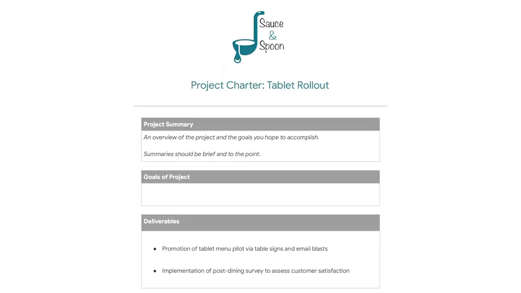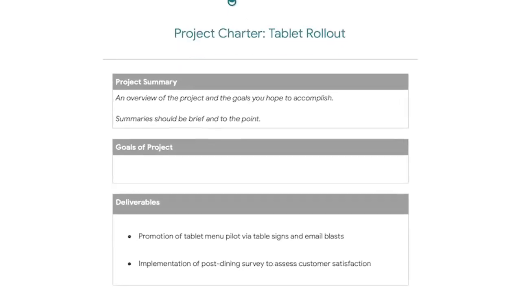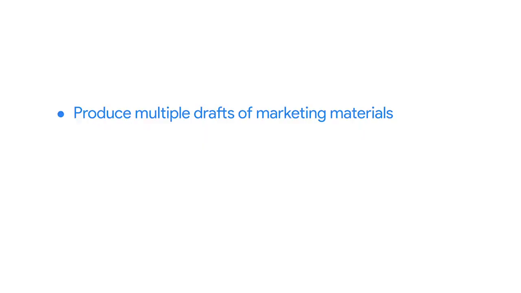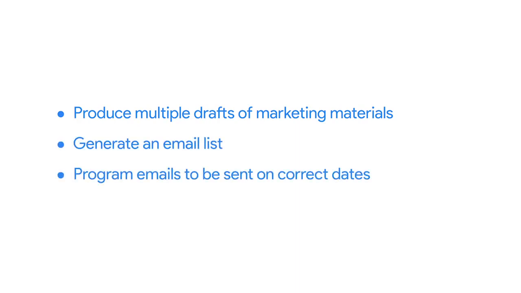In order to reach a milestone, you and your team must complete certain tasks. For example, one of the deliverables of the Sauce and Spoon project is promoting the new tablet menus with table signs and email blasts. In this instance, a milestone could be the completion of this deliverable, which would include all of the tasks that are required for getting sign-offs on the final versions of the marketing materials and confirming the dates of the email blasts. Some of these tasks would include writing multiple drafts of the different marketing materials, generating an email list, and programming the emails to be sent on the correct dates.